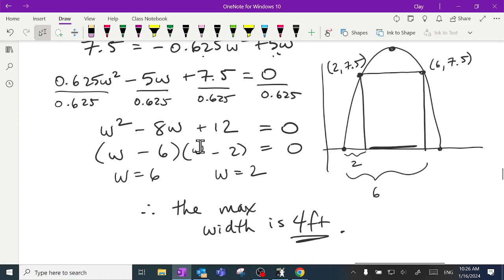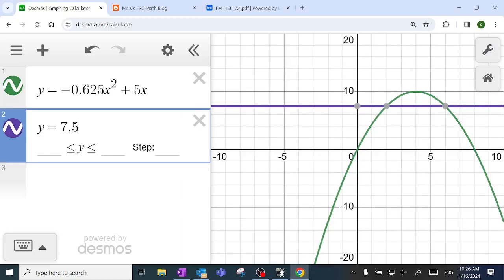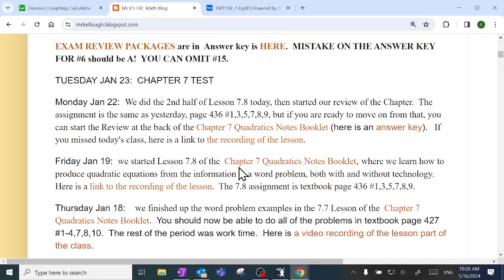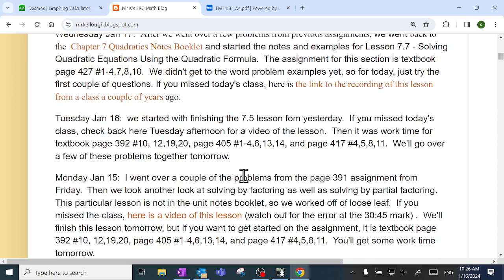Your actual homework for this, if you take a look at the blog here, is, say, today's Tuesday. So page 392, same page that your other homework was on, but I'm adding some questions now. It's 10, 12, 19, 20. And then you can go to page 405 and do 1 to 4, 6, 13, and 14. And then you can jump to page 417 and do 4, 5, 8, and 11. I'll give you some work time tomorrow too, but for the most part, today is your work time for this assignment. All right, that's today's lesson.